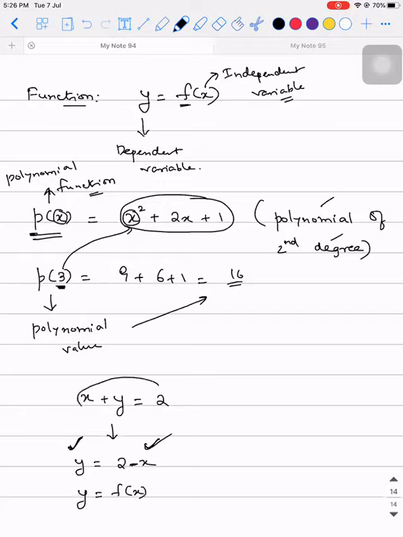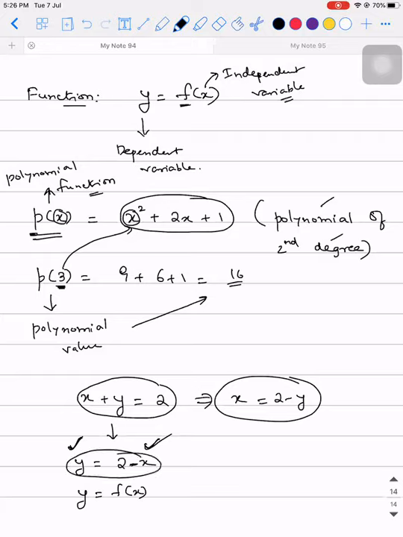So the same linear equation in two variables which we learned last year can be written in a different form by separating one variable on the left and the other variable on the right. Whatever variable is there on the left is always dependent. If I write this equation as x is equal to 2 minus y, then x is the dependent variable and y becomes the independent. But in this case, y is the dependent and x is the independent.